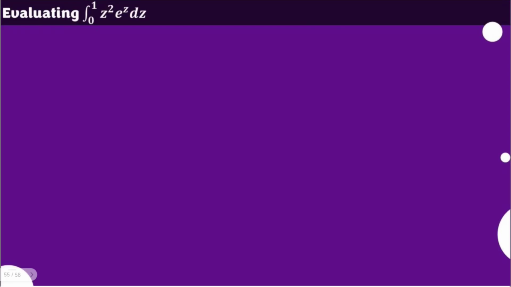This time, we are to evaluate the integral of z squared e to the power of z dz from 0 to 1. This is a complex integral, so we're talking here about a certain path, or c, from 0 to 1. So you have here the integral of z squared e to the z dz from 0 to 1.